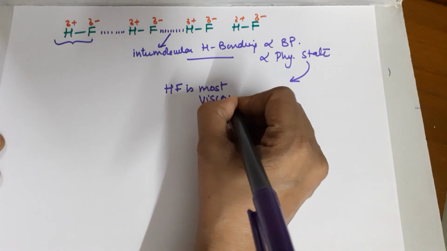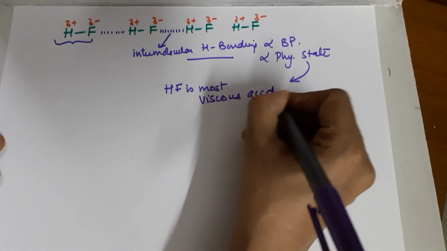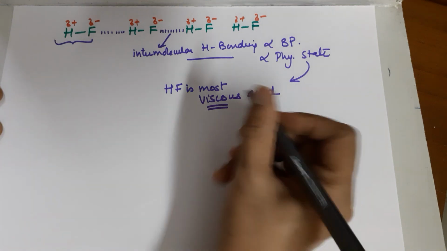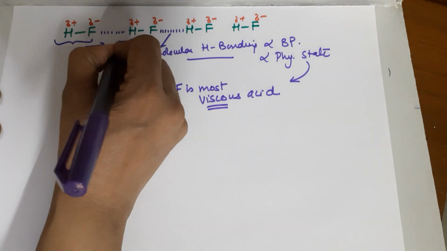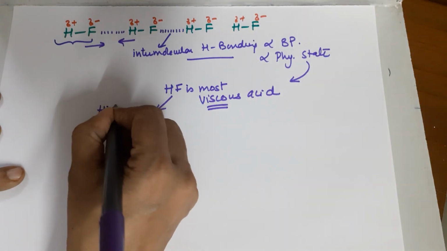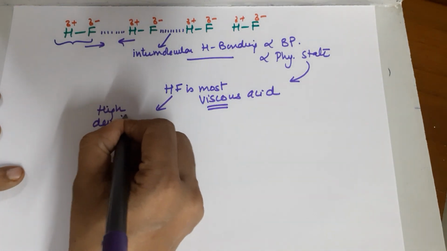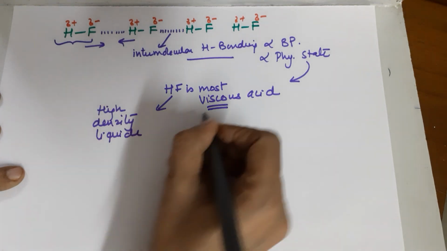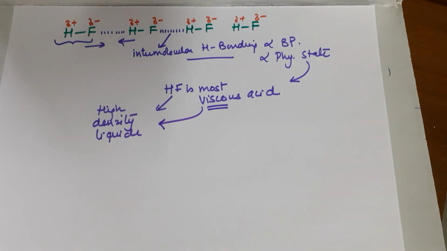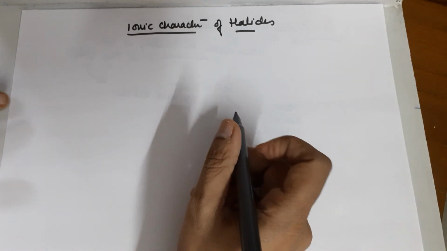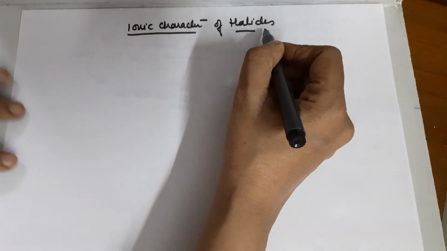viscous acid. What does viscous mean? Thick, like honey. It's thick and viscous because the molecules of HF are pulled closer to one another, so it has a high density. It's a high density liquid, which is what I mean when we say it is a viscous liquid. Let's now talk about the ionic character of halides.